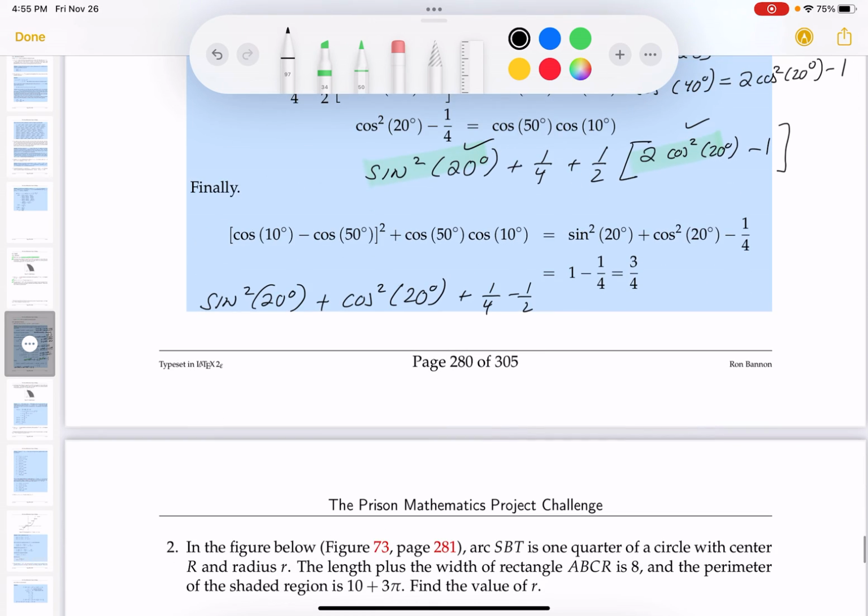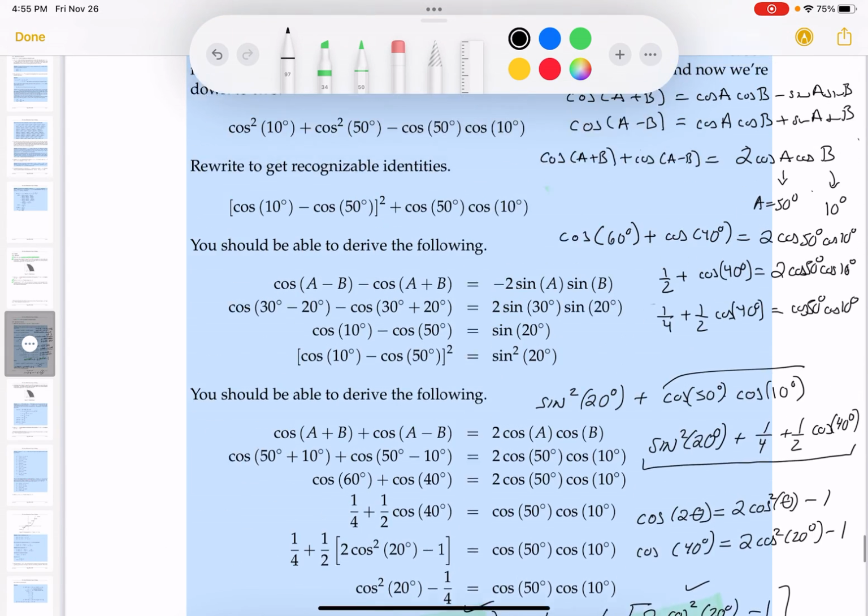Ooh, that's going to be a tough one. Not really. Look at this Pythagorean identity. It's the number 1 plus 1/4 minus 1/2. And let's see what you get over here. You would get 1 minus 1/4, which is 3/4. All right? Not bad.